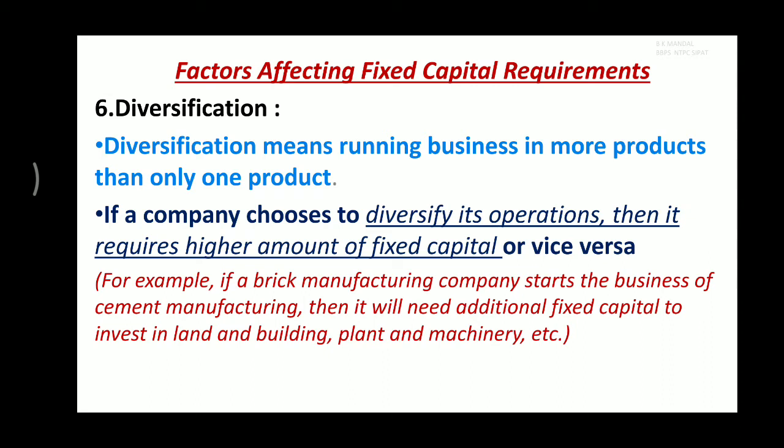Then six is diversification. So what is diversification? It means running business in more products than only one product. Where the company deals in diverse products, maybe clothes also, shops also, consumer goods also, medicines also, electronics also, automobiles also. That is known as diversification. Take the example of Tata. They're in the field of electronics, automobiles, heavy machinery, and aviation also earlier. So that is known as diversification.